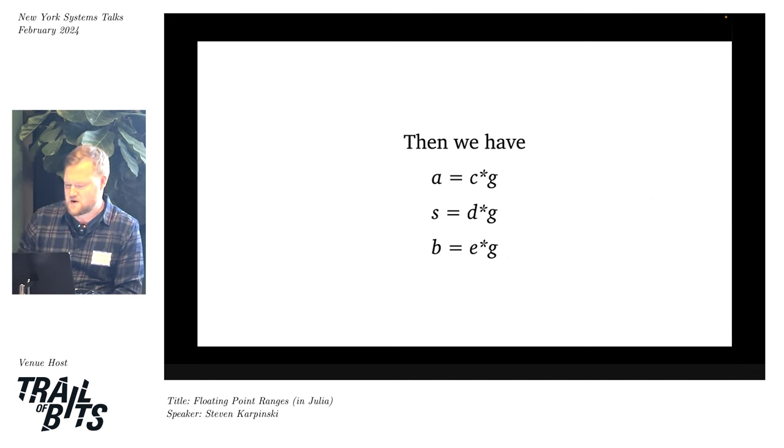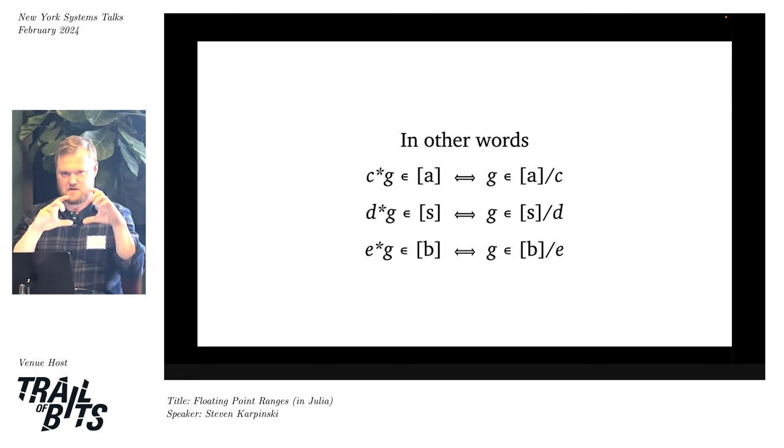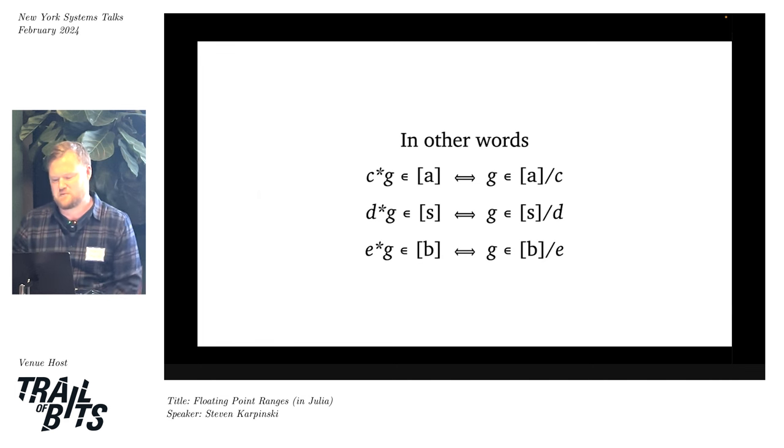And now we have, from our original true values, our true start point is c times g, our true step is d times g, and our true end point is e times g. Okay, and then we can also write this in terms of like they belong to the intervals for the input numbers.